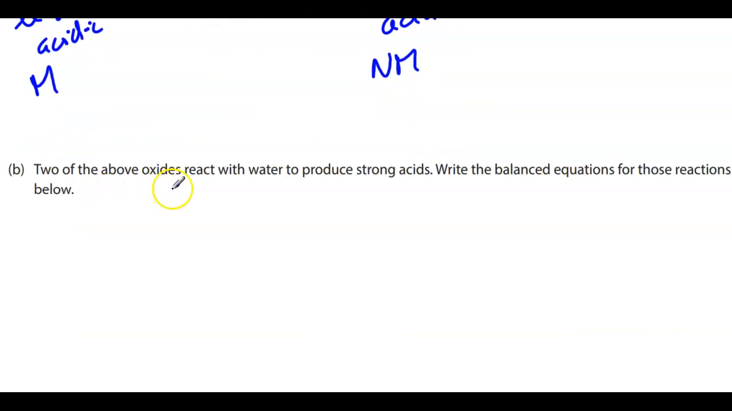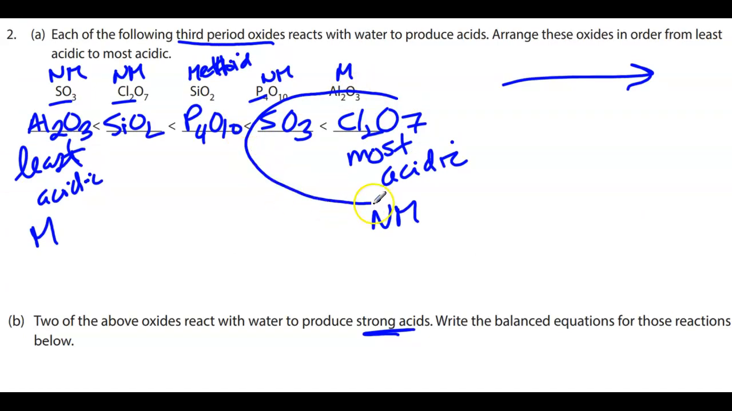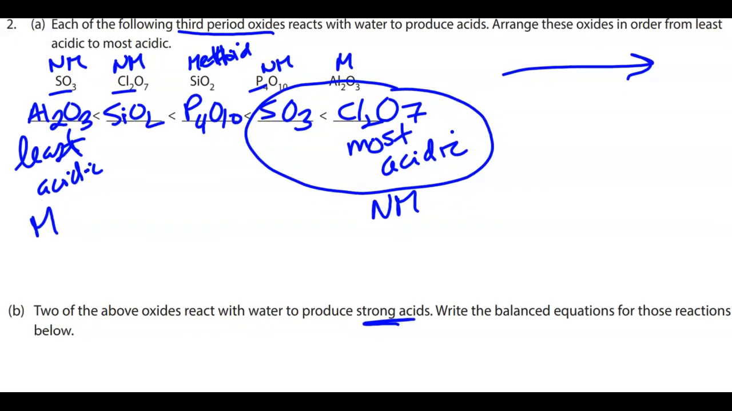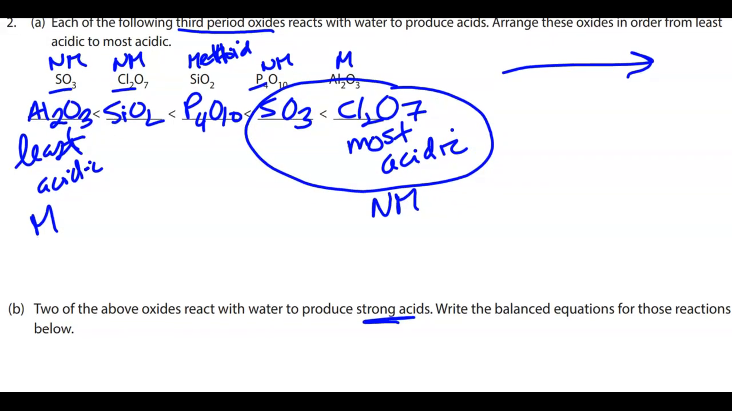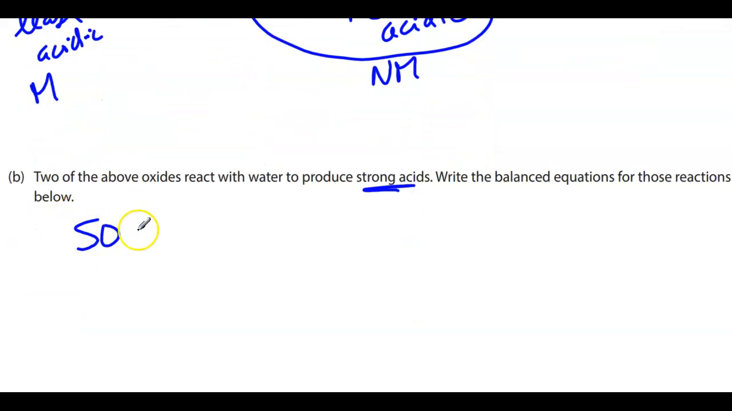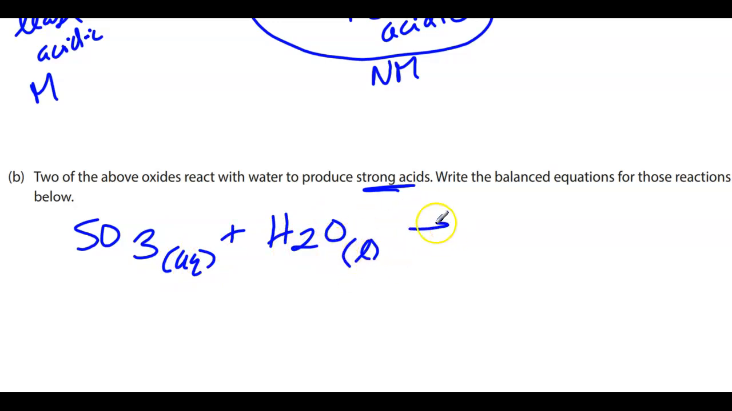Okay, so B says 2 of the above oxides react with water to produce strong acids. Write the balanced equations for those reactions below. So the ones that are going to be the strong acids, this should make sense to you, are the ones that have the most non-metallic properties. So if it's creating a strong acid, you basically have to look at your list of strong acids, the ones that we know are strong, and then think about what these would make. So obviously, SO3 is going to react with water to produce the only strong acid that has sulfur in it, which is sulfuric acid, right?